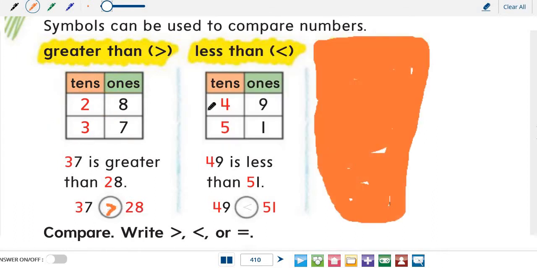Now let's solve another example. Here we have 49 and here we have 51. Which number is greater than the other number? Let's start comparing with tens. Since 4 is less than 5, the whole number 49 is less than the whole number 51. Don't worry about the ones digit, since the tens digit here is less than the tens digit here. So 49 is less than 51.